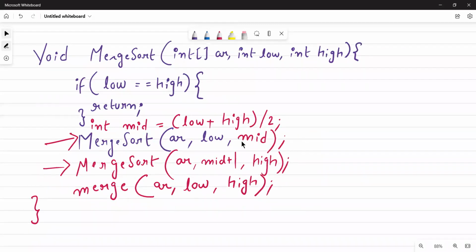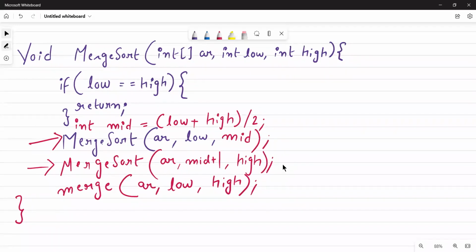As of now, don't try to analyze this part. That is the merge sort part where I have passed low and mid plus one and high. Just assume it is going to return you the two sorted halves, and then you are going to merge them into a single array. Clear, everyone?